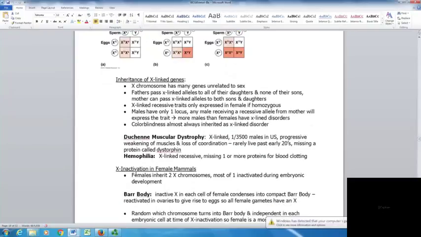Duchenne's muscular dystrophy is X-linked. It affects 1 in 3,500 males in the U.S. It involves a progressive weakening of the muscles and loss of coordination. These individuals rarely live past their 20s. They're missing a protein called dystrophin. Another example of an X-linked recessive disorder is hemophilia. They're missing one or more of the proteins for blood clotting.